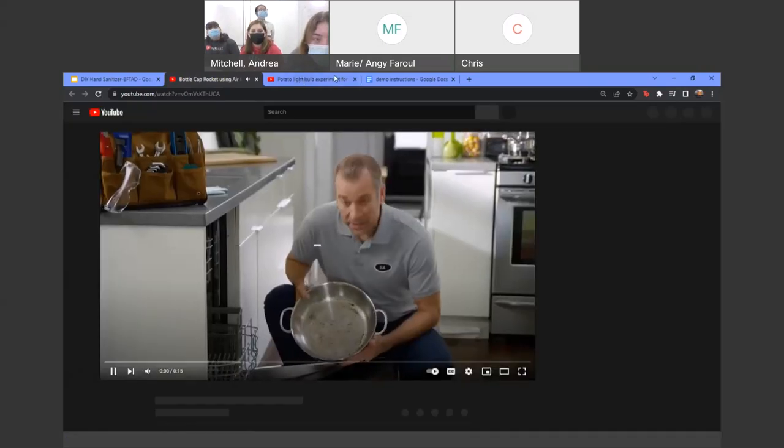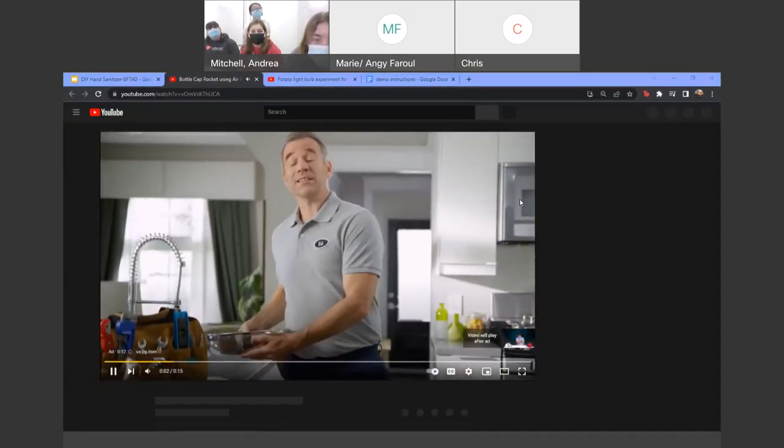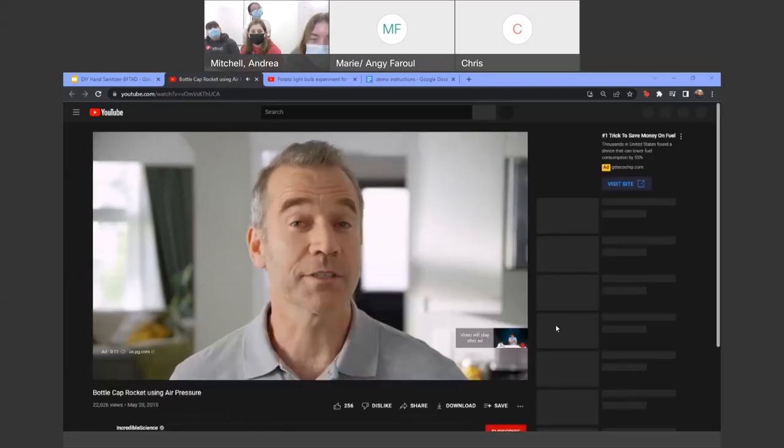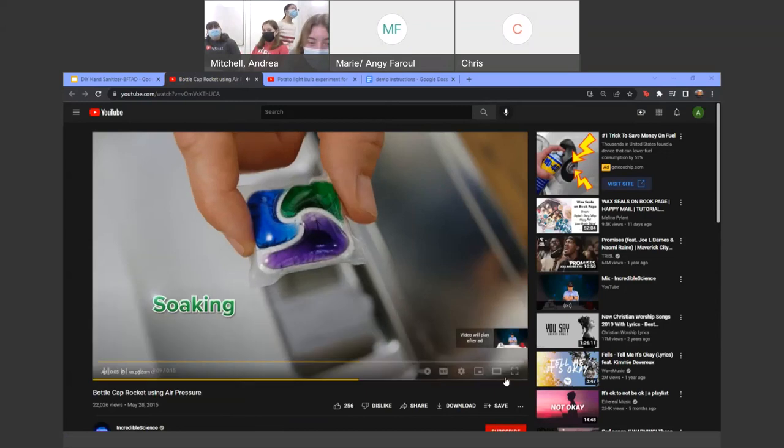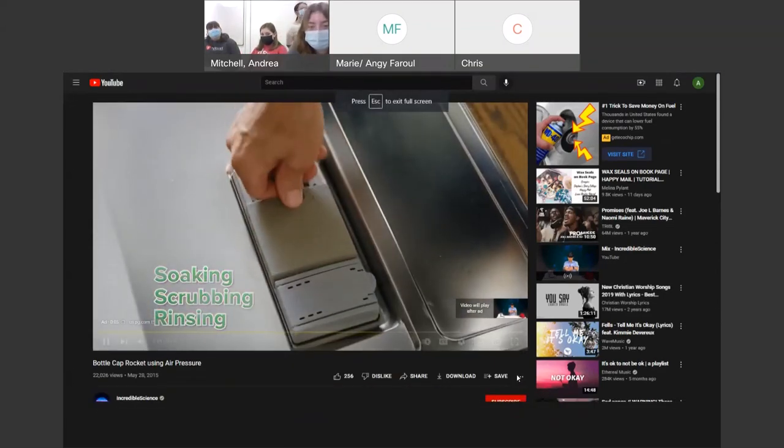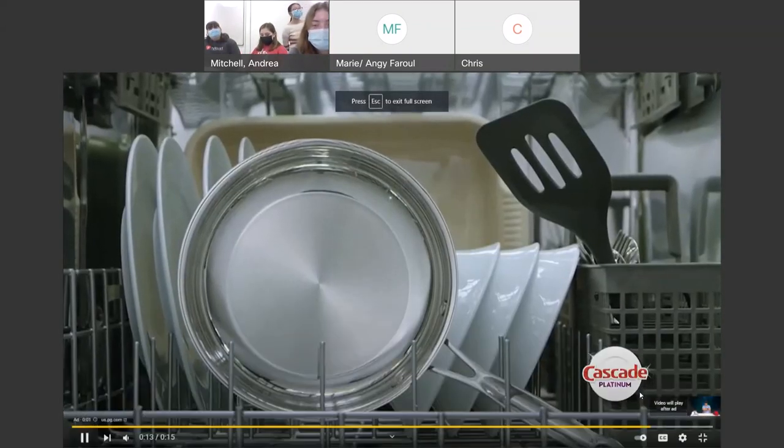A lot of folks ask me why their dishwasher doesn't get everything clean. I tell them, it may be your detergent. That's why more dishwasher brands recommend Cascade Platinum, with the soaking, scrubbing, and rinsing built right in for sparkling clean dishes the first time. Cascade Platinum.